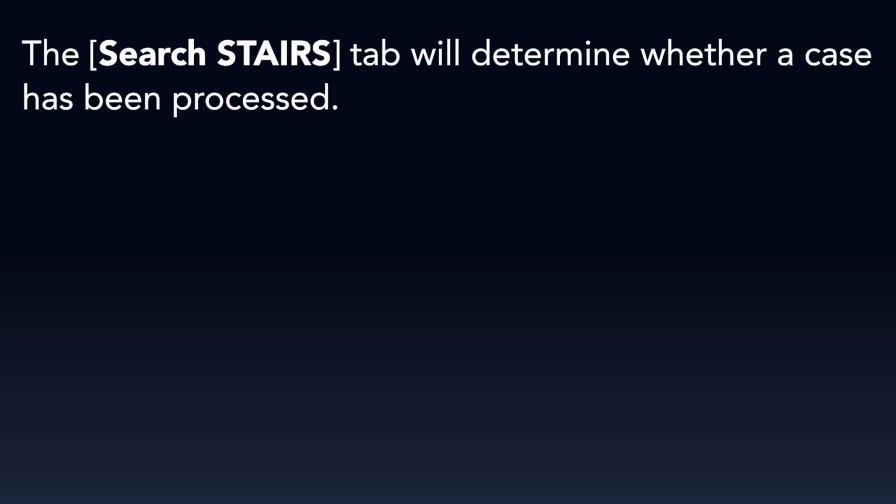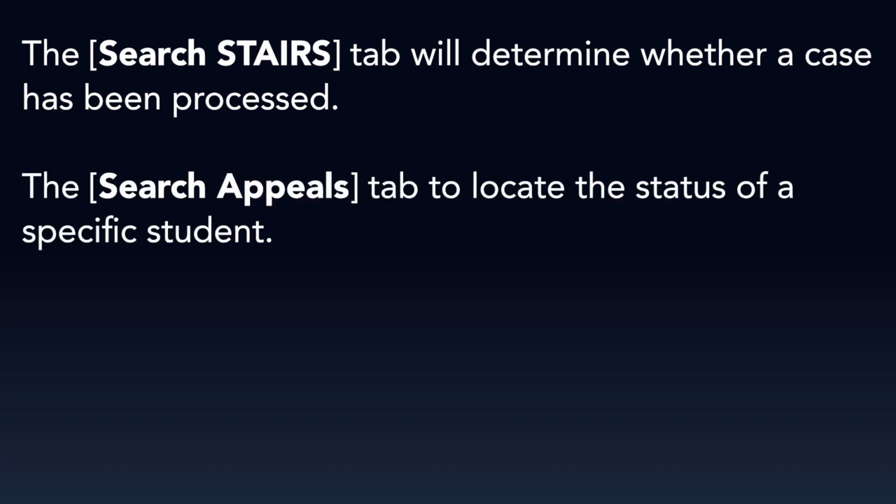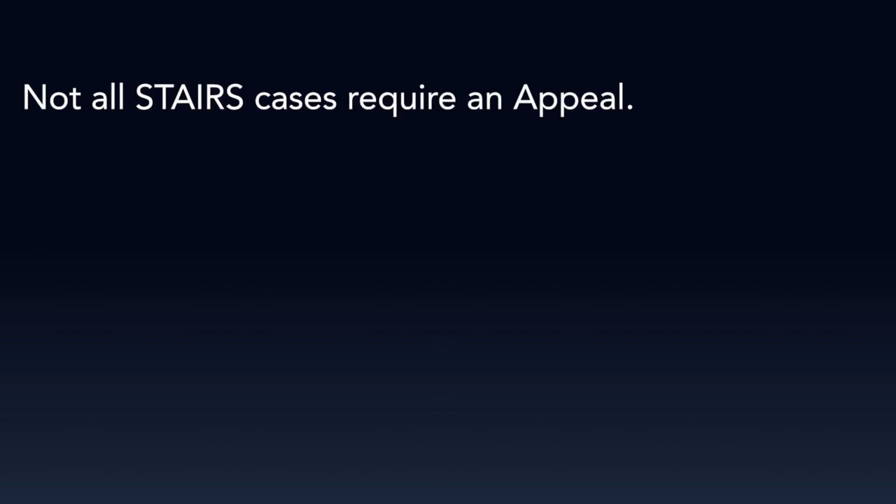There is a difference between searching STAIRS cases and searching appeals. The Search STAIRS tab will tell you which cases have been processed. The Search Appeals tab will tell you the status of an appeal for a specific student. Possible appeal statuses include pending approval, rejected, or processed. Remember, just because you submit a STAIRS case does not mean it will require an appeal.